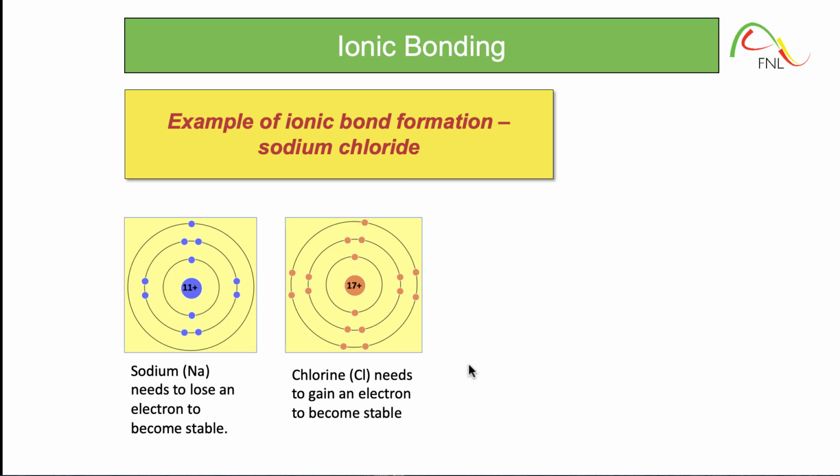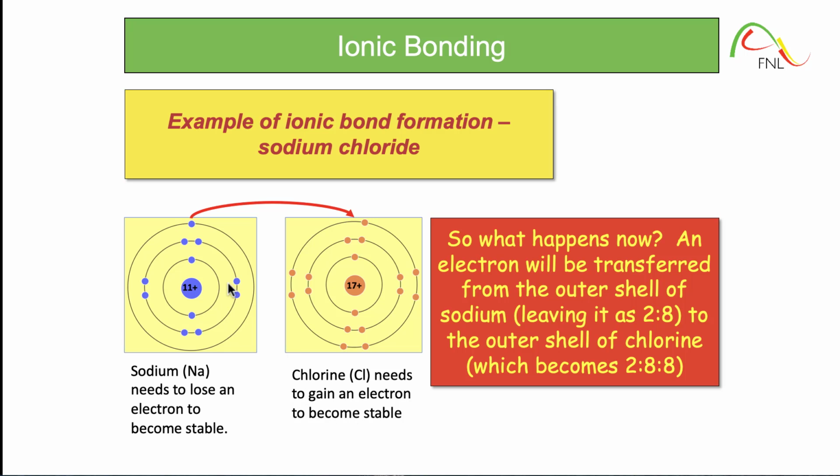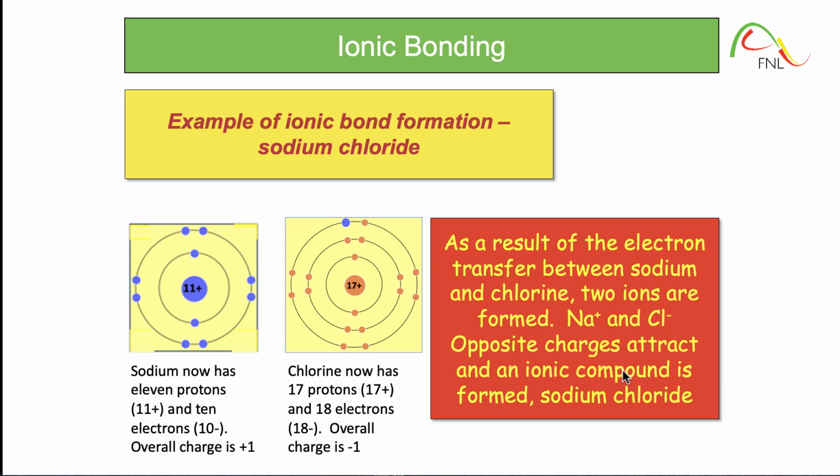Let's look at an example of ionic bond formation, and we'll take as our example sodium chloride. Now, sodium, Na, has got 1 electron in its outermost shell, therefore it needs to lose an electron to become stable. Chlorine is in group 7 and it's got 7 electrons in its outer shell. It needs to gain an electron to become stable. So what happens? Well, this electron from sodium will be transferred from its outer shell to the outer shell of chlorine. So now you've got a full outer shell: sodium is now 2, 8, and the full outer shell of chlorine is now 2, 8, 8, as we can see here.